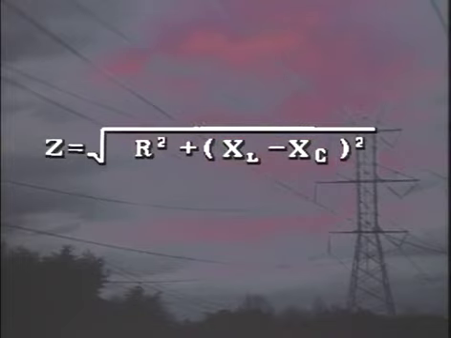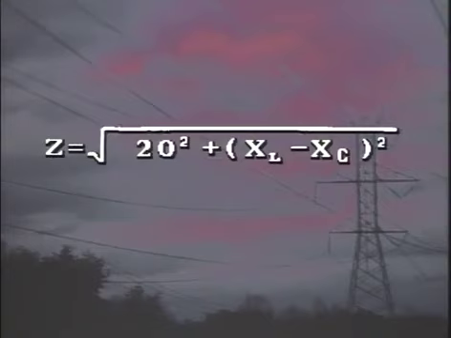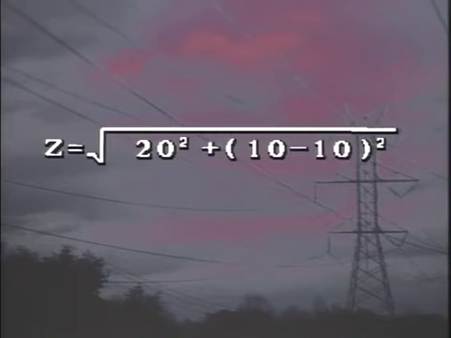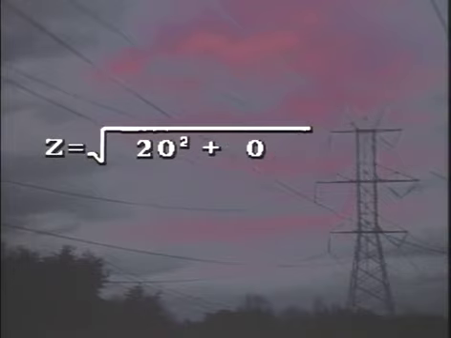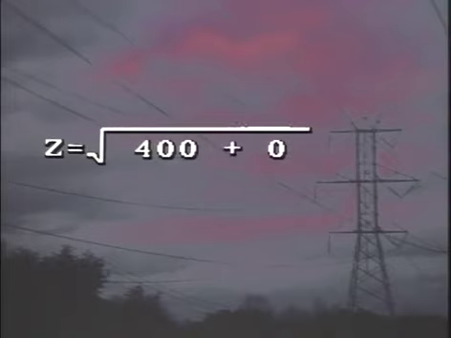For example, let's say R is equal to 20 ohms. X sub L equals 10 ohms, and X sub C equals 10 ohms. 10 minus 10 is 0. 0 squared is 0. 20 squared equals 400. 400 plus 0 is 400. The square root of 400 is 20, so Z equals 20 ohms. In a situation like this, where inductive reactance and capacitive reactance are equal, the circuit is said to be in resonance.